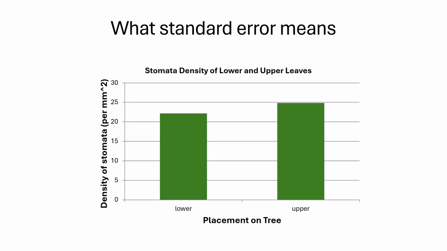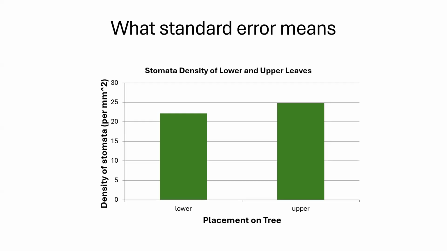However, some people might look at this graph and say, wow, those are really close together. Maybe it's not really that much of a difference. Maybe I can't really make a claim that leaves higher up on the tree have greater stomata density than leaves lower. Not to say that that bar isn't higher, but gosh, those are so close together that is less than 5 stomata per square millimeter.